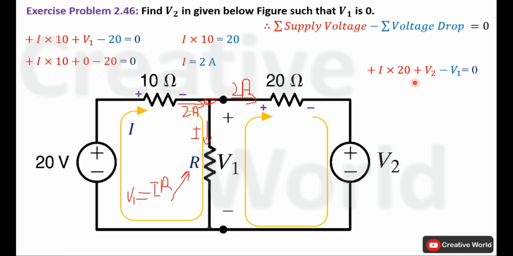Now inside this equation we know the value of current I, that is 2 ampere, and the value of V1, that is 0. It is provided in the question. So replace both values. I is replaced with 2 ampere and V1 is replaced with 0. Now take the product of 2 and 20. It will become 40 plus V2 equal to 0. And place 40 on the other side of the equal sign to calculate the value of voltage V2, that will become minus 40 volt. So the value of V2 inside this network is minus 40 volt.